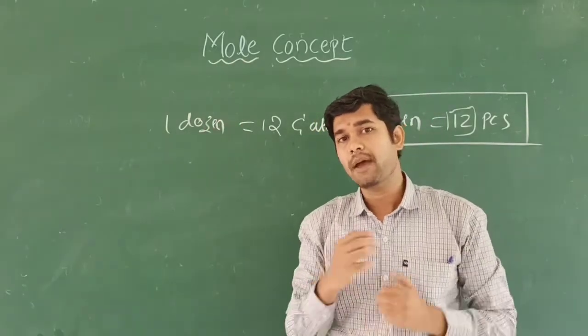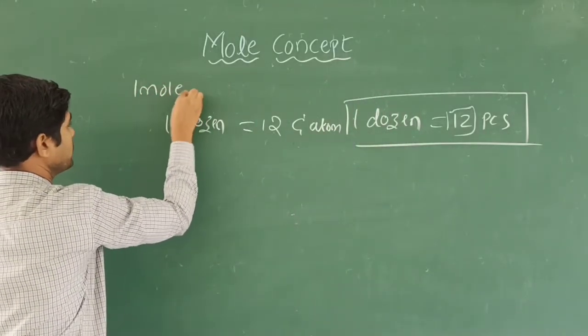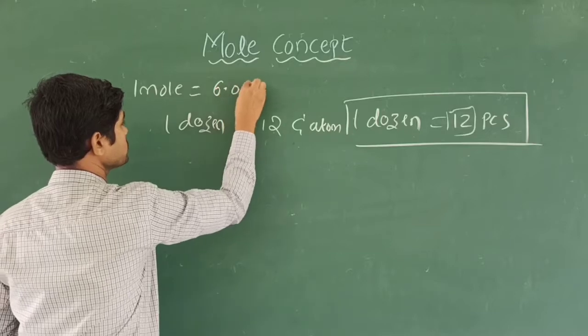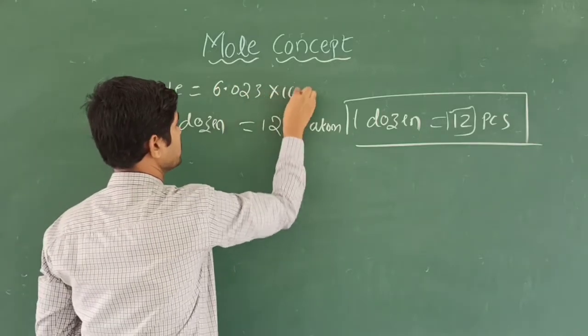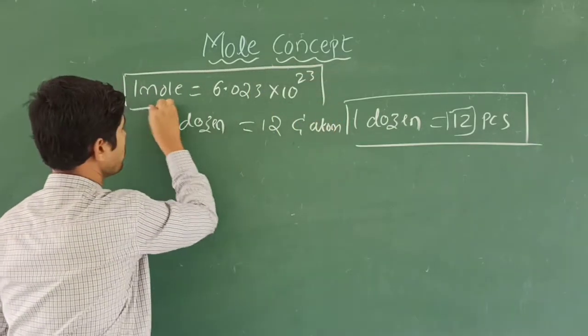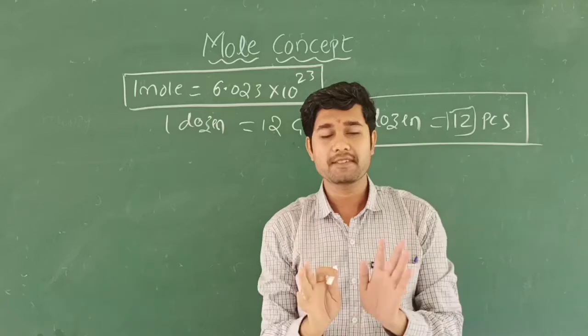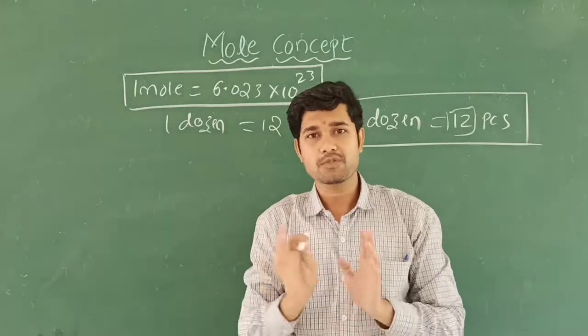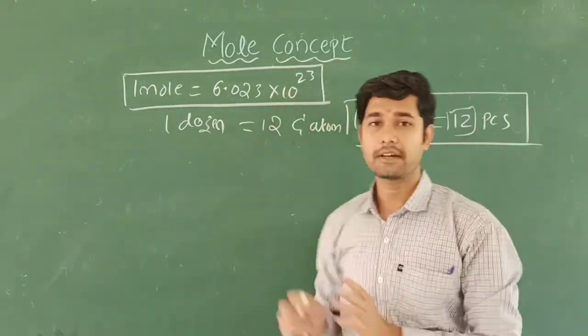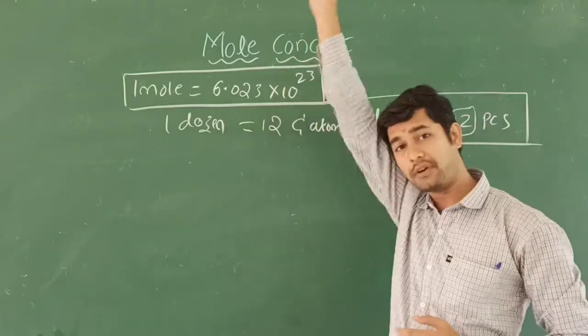Then what is the value of 1 mole? The value of 1 mole is equal to 6.023 into 10 power 23. If I place 10 power 3, it becomes 1000. If I place 10 power 5, it becomes 1 lakh. Just imagine, that is 10 power 23.